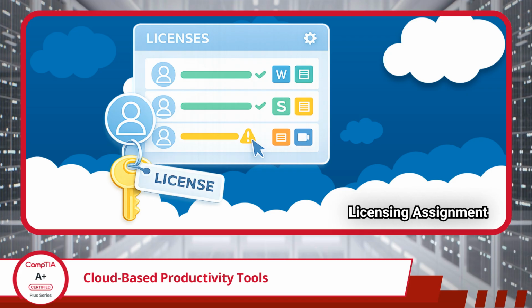This is often because a license has not been assigned to that user account. Once the correct license is assigned, those features become available immediately, allowing the user to fully access the application. This is commonly managed through an administrative portal, where IT teams can assign, modify, or remove licenses as needed. Licensing assignment is especially important in organizational environments, where different users may require different levels of access. Some users may only need basic functionality, while others may require advanced features based on their role.